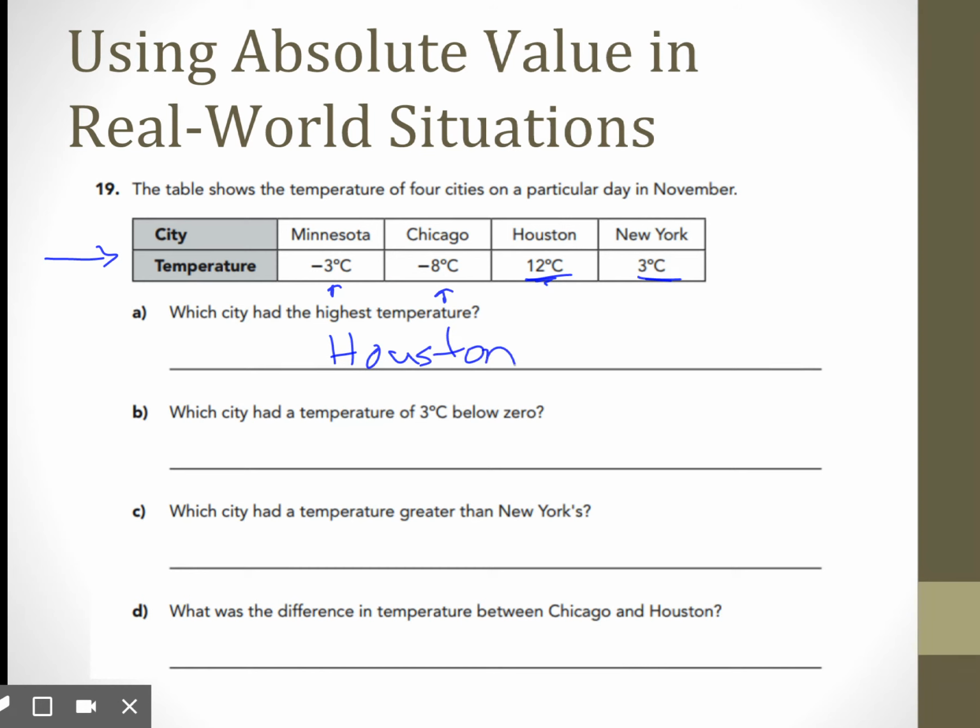Letter B, which city had a temperature of 3 degrees Celsius below 0? Again, that's a distance question. So which city had an absolute value of 3 degrees Celsius? Well, I see that I have 2 cities that could possibly be that. Or, I'm sorry, below 0. So because it's below, I know that it needs to be negative. I have 2 that say 3, New York and Minnesota. But Minnesota is the only one that's negative.